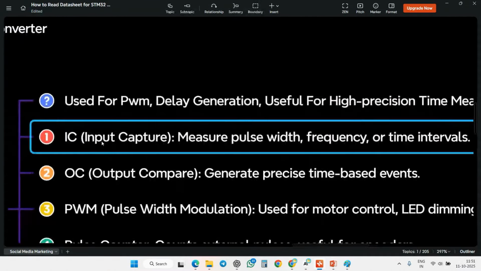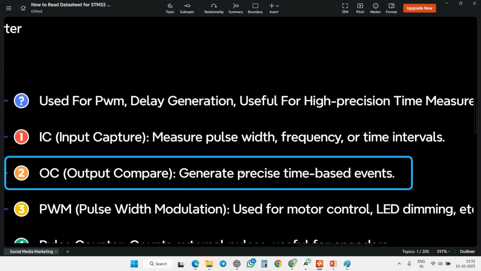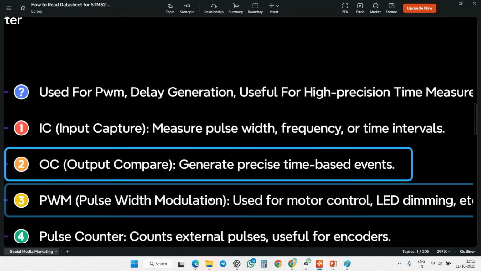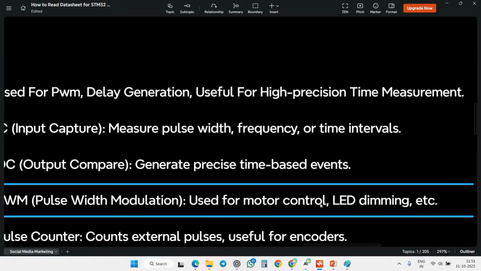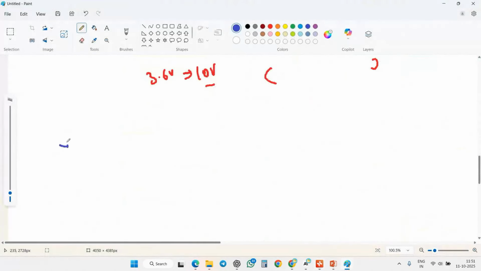And input capture means measuring the pulse width, frequency and time intervals. Output capture means generating precise time intervals. Pulse width modulation means, for example, you want to blink one LED. If 0 means off and 5 means on, you want to change the pulse, changing the brightness of the LED. That time you can use pulse width modulation.